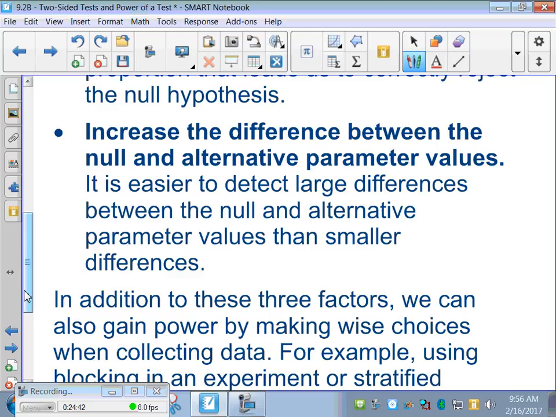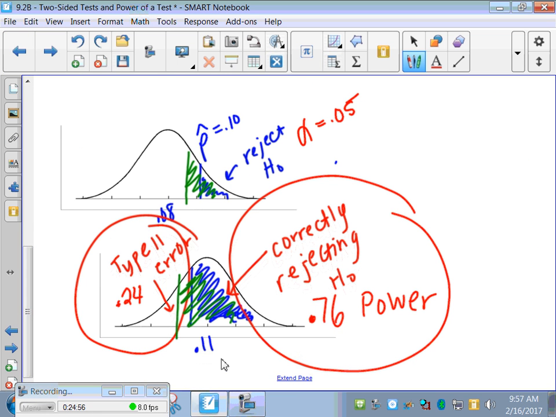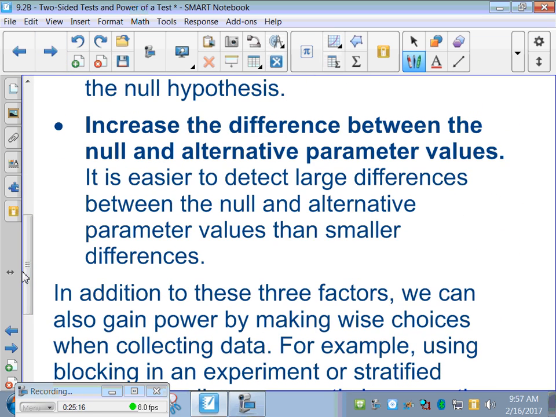Another thing we can do is increase the difference between the null and the alternative parameter values. So if you go back to the picture, if I increase this to 12%, that's going to make it better because it moves this over and gives me more area. All right? Or 13% is even better, 14%. So the further away we are from our null, the better. So it's easier to detect large differences between the null and alternative parameter values.